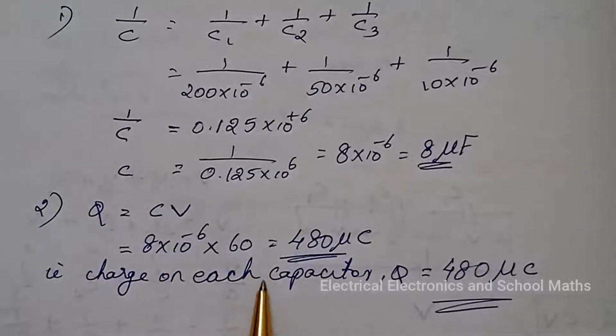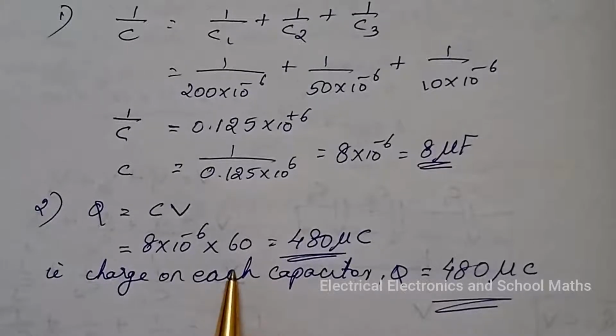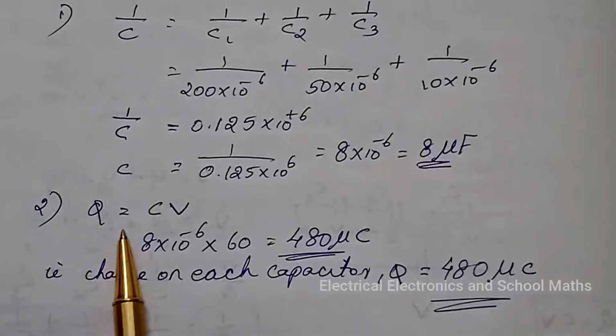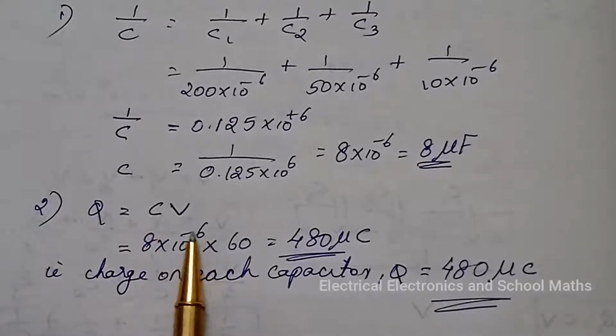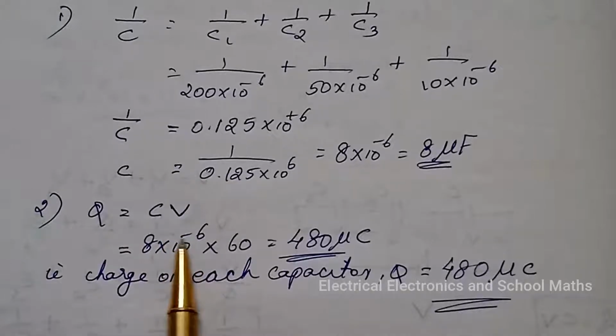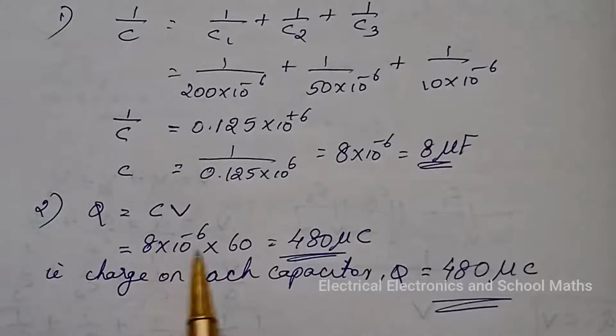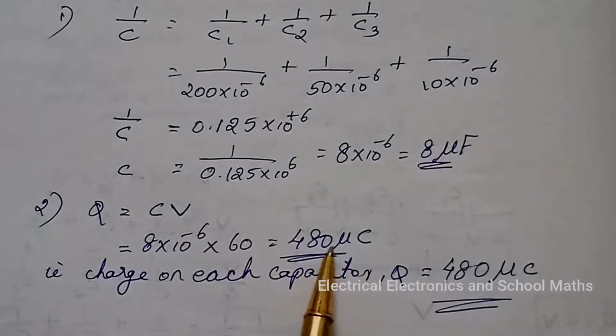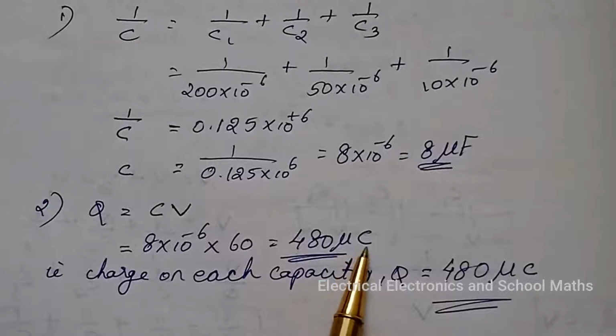Next we have to find the total charge on each capacitor. Since this is in series connection, we have Q is equal to C into V. That is, C is 8 into 10 raised to minus 6 into voltage is given as 60 volt and we get 480 microcoulomb.